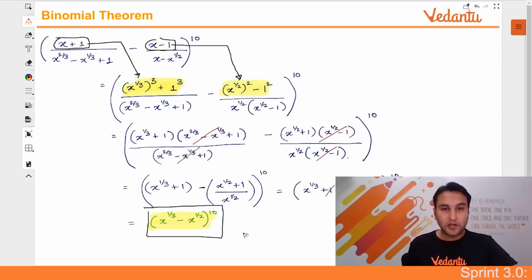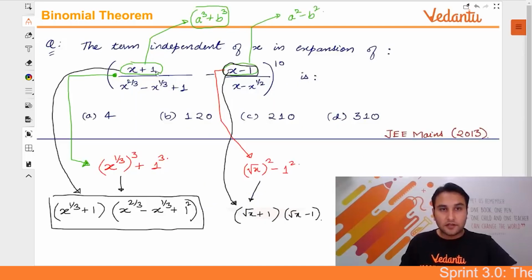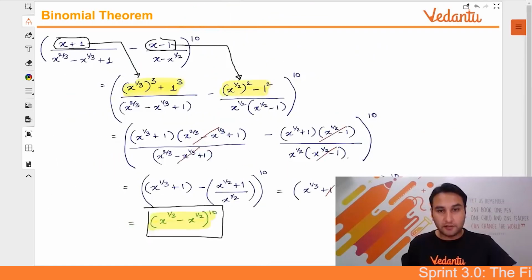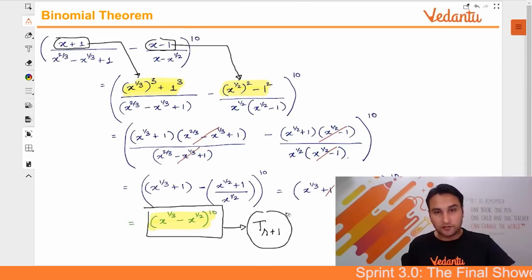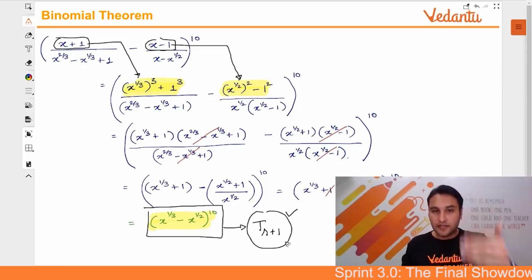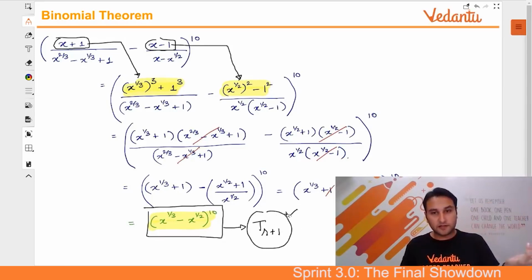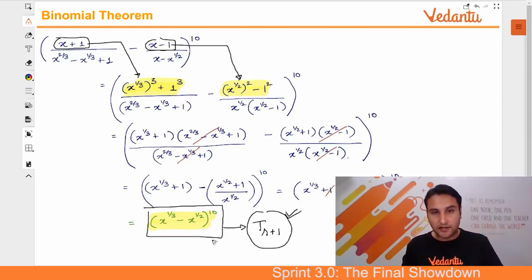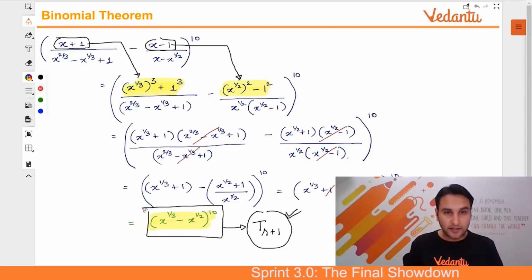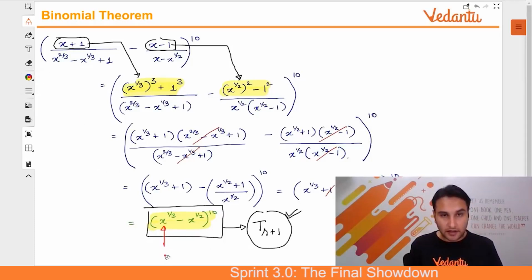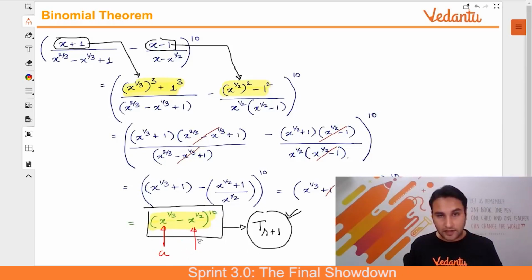What was the problem? The problem was the term independent of x. Now write its T r plus 1, and in that make the power of x 0. That's it. Simple as that. Now write its T r plus 1. How? By thinking of this as a, okay, and thinking of this as b.